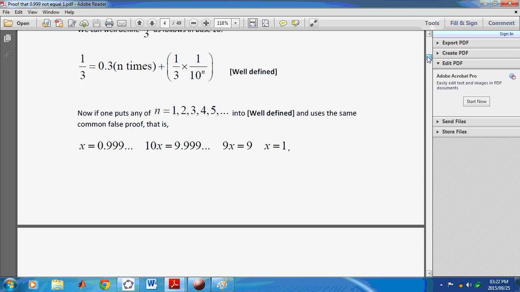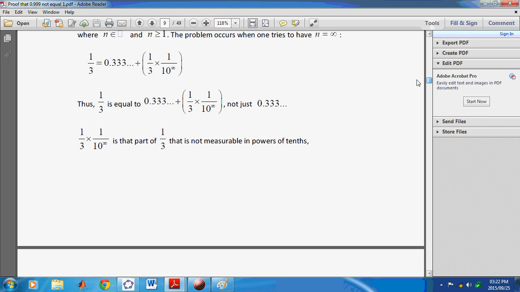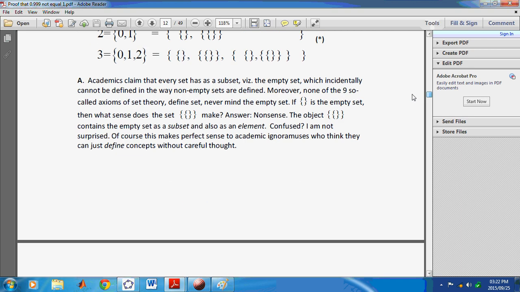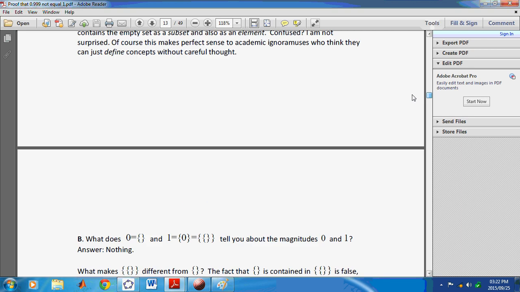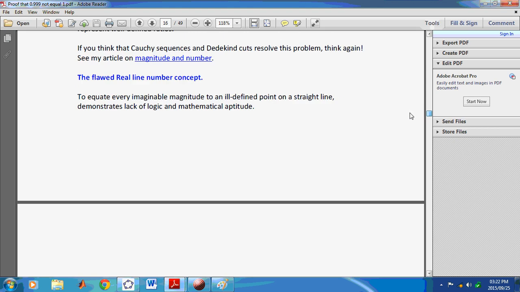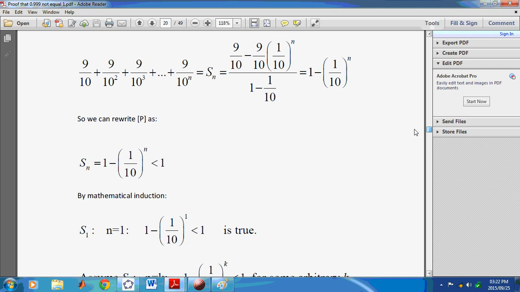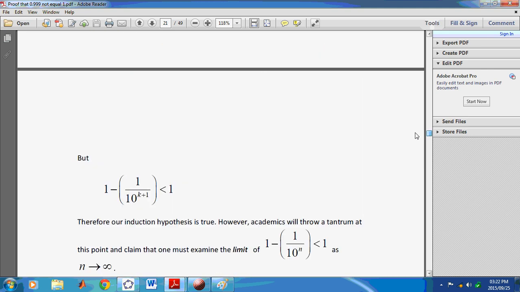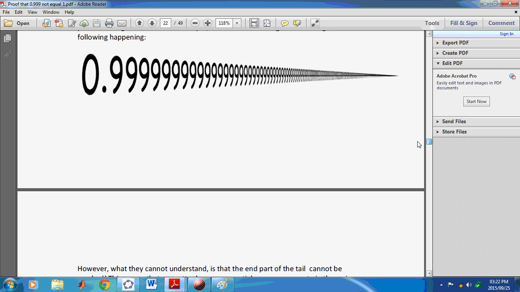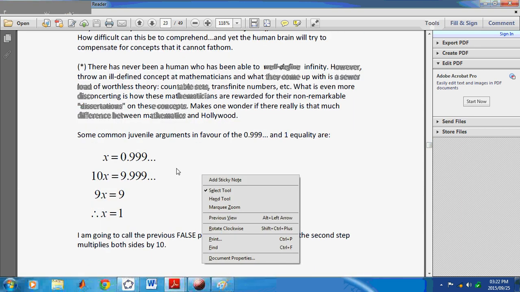It refutes the common 10x proof, which is kind of funny because the 10x proof is really a proof that they're not equal. Let's see if I can find that very quickly. So if we go down here, there are lots of proofs in here that are very, very, very solid. Okay, so let's look at this first one here.